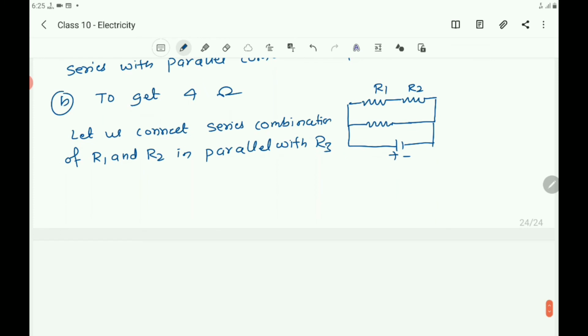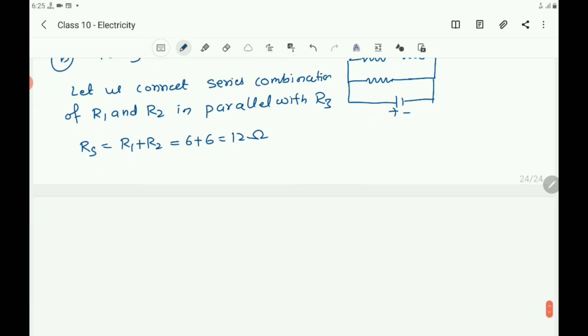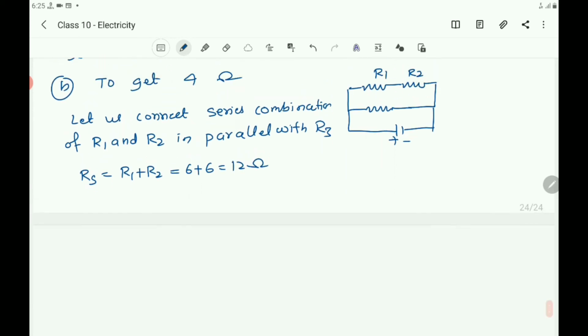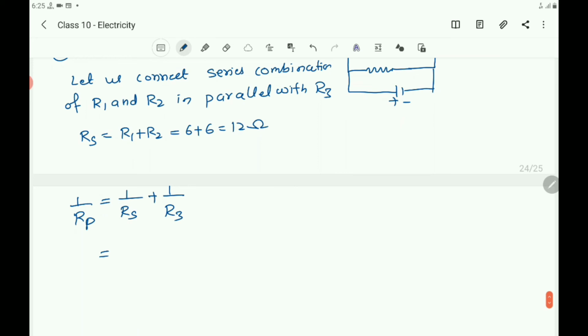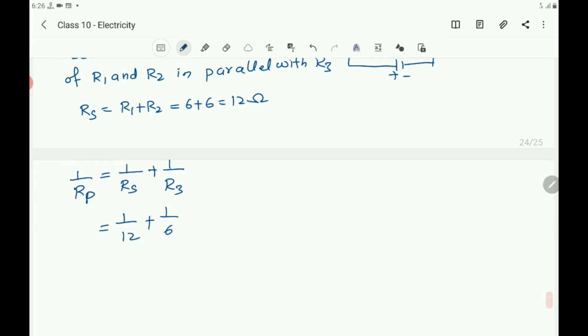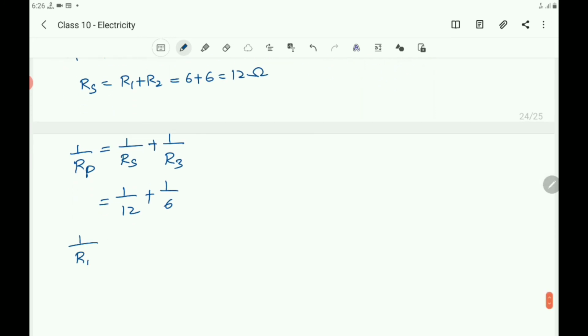So you take first RS. RS is R1 plus R2, that you will get 6 plus 6 equals 12 ohm. Then you take the RP, then you take 1 by RP. 1 by RP equals what? 1 by RS plus 1 by R3, that equals 1 by RS is 1 by 12 plus 1 by R3 is 1 by 6, that equals 1 by RP.